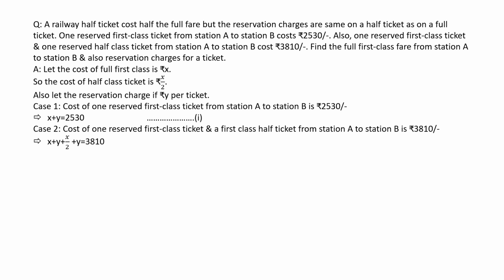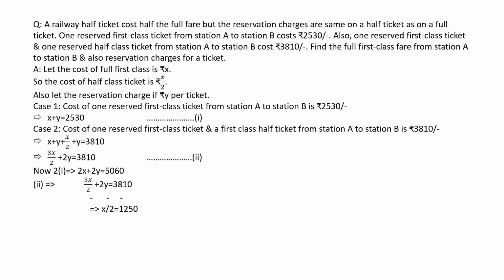So it is x plus y plus x by 2 plus y equals 3810, or we can write it as 3x by 2 plus 2y equals 3810. Let this be equation 2. Now 2 times equation 1 is 2x plus 2y equals 5060, and equation 2 implies 3x plus 2y equals 3810. Now by changing the sign and adding, we get x by 2 equals 1250, or x equals 1250 into 2, which is nothing but 2500.